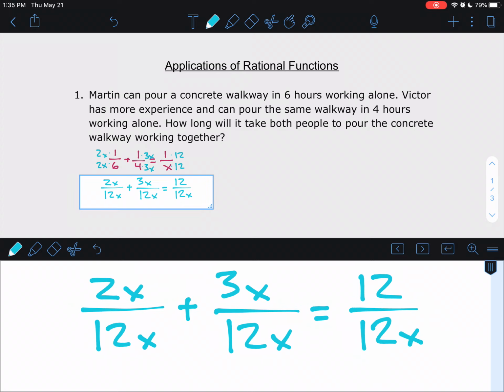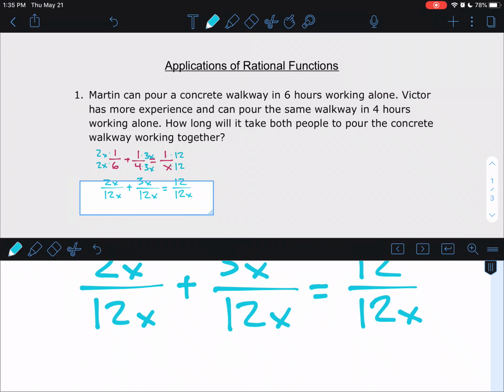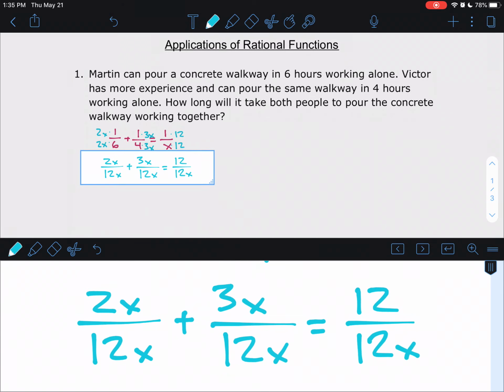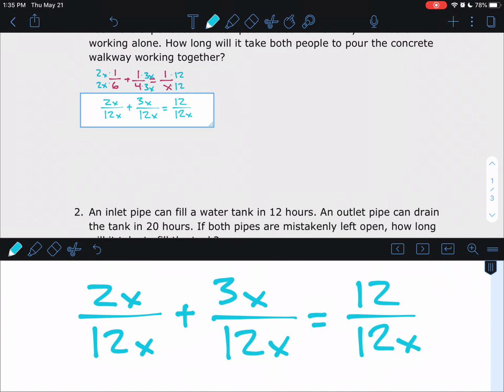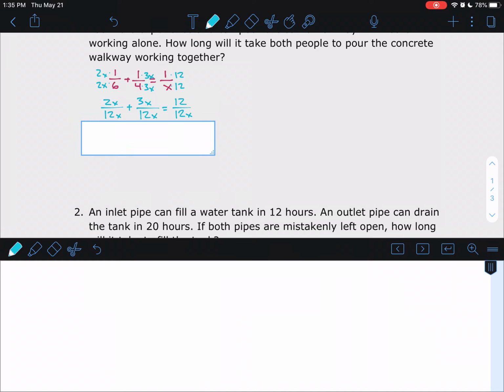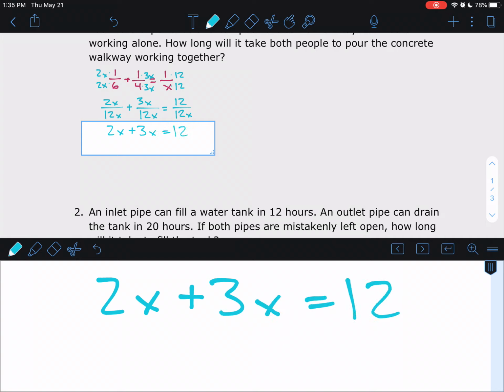So what I have to do now, just like with the last video, cancel out the denominators, so you can get rid of the 12x because they're all the same denominator now. We can only do that once it's all the same denominator. Just seeing how much space I have, sorry. Okay, so now I can get rid of the denominators. So I have 2x plus 3x equals 12. And then I want to combine my like terms. So I got 5x equals 12.